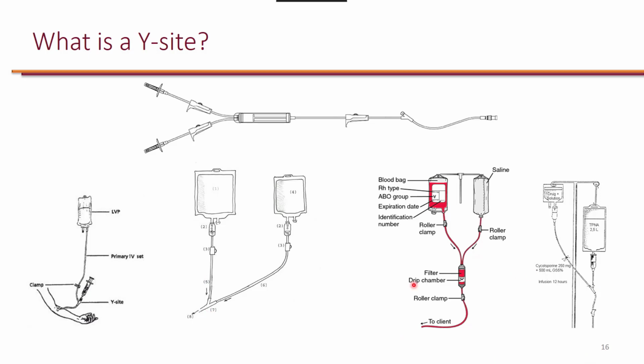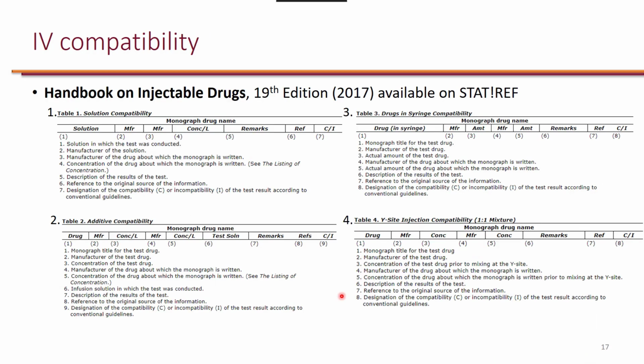Now, an excellent source that we have for checking compatibility is the Handbook on Injectable Drugs. The 19th edition, which is the latest edition, is available on StatRef, and I'll show you how to use StatRef in a little bit. But basically, when you look up a drug in the Handbook on Injectable Drugs, there are four types of information that you can get. You can get solution compatibility, and this is the legend. I'll show you how to get this, but when you get it, this is the legend of what these mean.